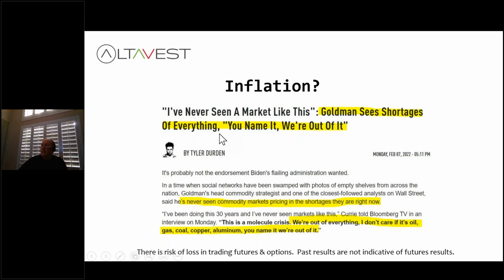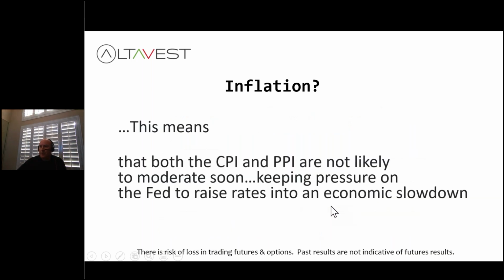Goldman Sachs sees shortages of everything. It says, you name it and we're out of it. Never seen commodity markets pricing in the shortages they are now. It says, we're out of everything. I don't care if it's oil, gas, coal, copper, aluminum, you name it, and we're out of it. So this means that the CPI and PPI are not likely to moderate soon, keeping pressure on the Fed to raise rates in an economic slowdown.